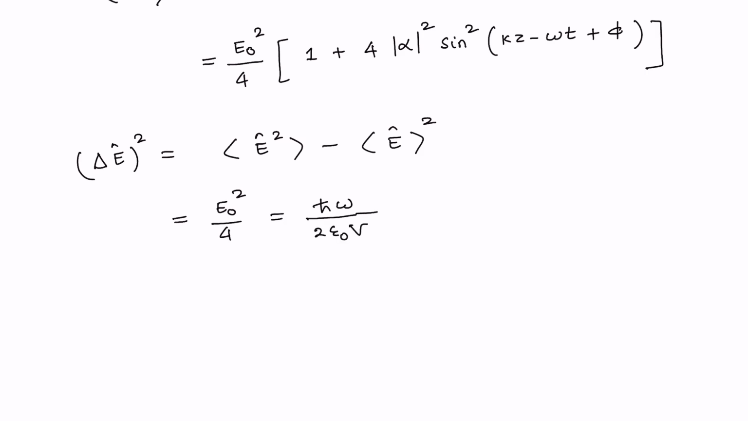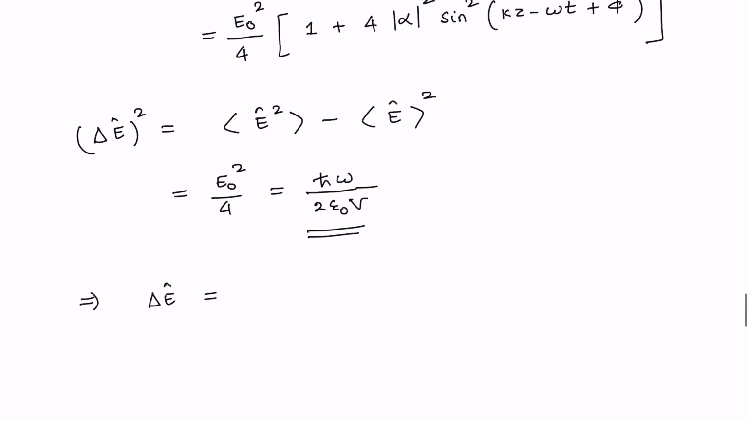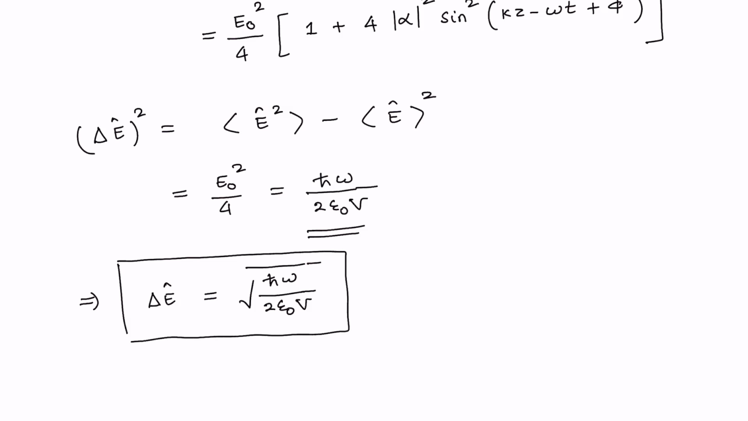And as you can see, these quantities are constant, there is no time dependency. So what I have from here is that delta E, the standard deviation in the electric field in the coherent state, is going to be square root of ħω by twice epsilon 0 V, and because this uncertainty is independent of time, it is a constant. Basically the standard deviation for the electric field in the coherent state is a constant.